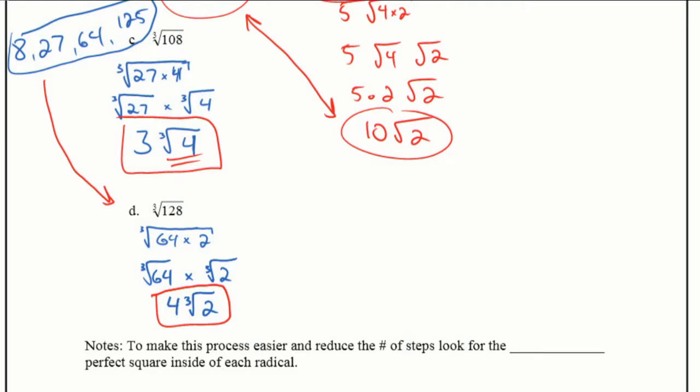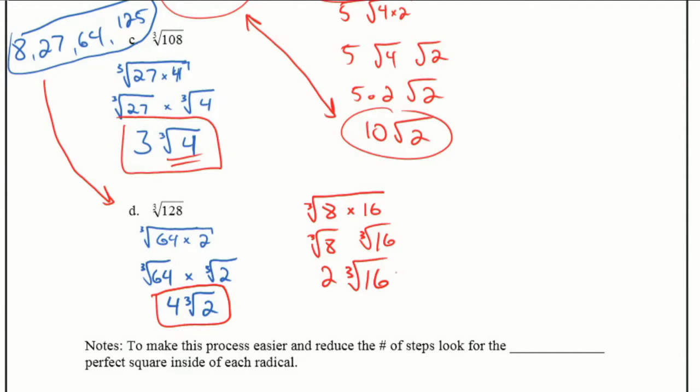If you had done the question and you went 128 and you divided it by 8, you would have got 16. So as an alternative method, you could have done it like this. You could have said 8's a perfect cube times 16. You've taken the cube root of 8, cube root of 16, and you would have said, oh, the cube root of 8 is 2, and then you would have ended up with the cube root of 16.